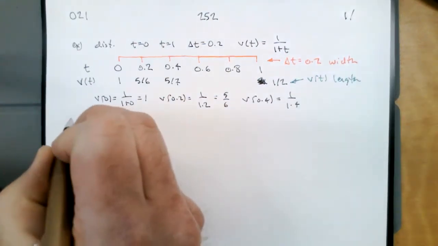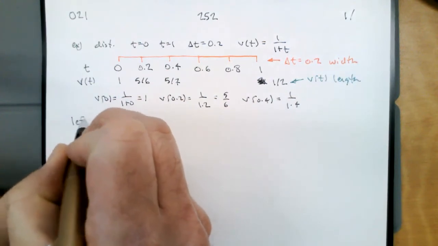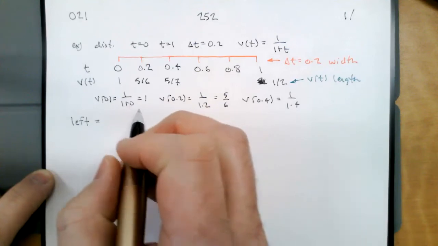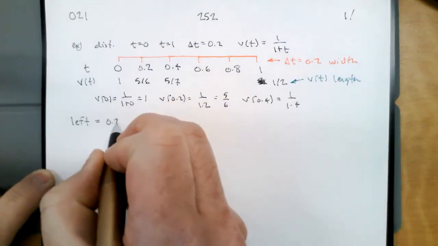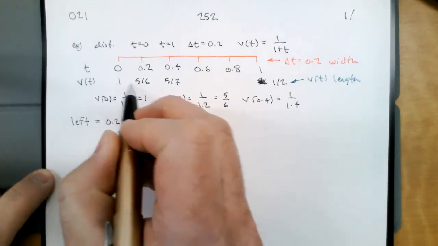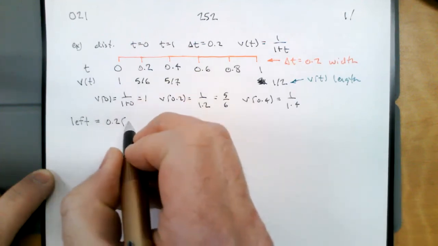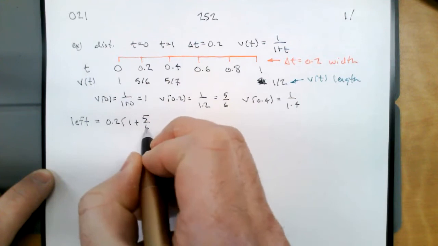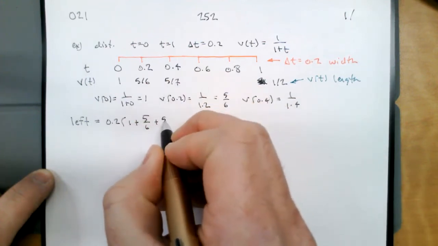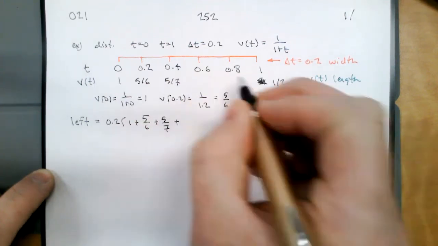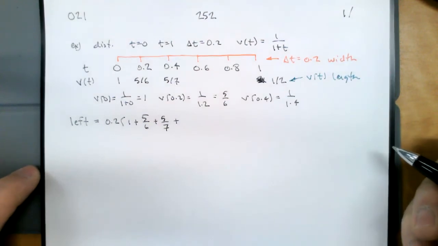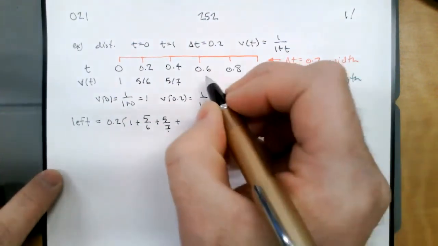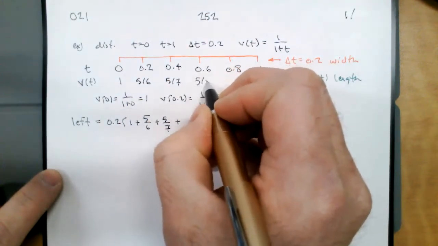So if we use the left endpoint, our delta t is 0.2. In this first rectangle, the v of t is 1. The next rectangle is 5/6. The third one is 5/7. The fourth one is 1 over 1.6, so 10 over 16, 5/8.